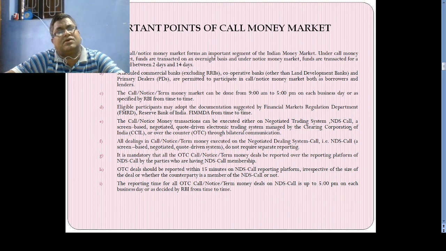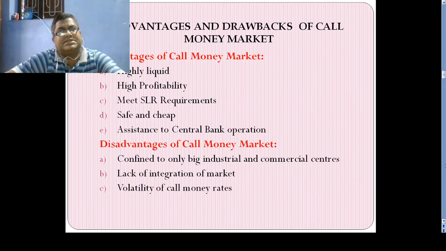And all dealings in the call money market may be called NDS call, a screen-based negotiated quote-driven system, or a separate reporting system. This is also mandatory for all OTC calls and term money calls, and it is a platform for NDS call parties who hold NDS call membership. And these OTC, over the counter, deals with a minimum of 50 minutes, and the reporting platform can be made, and the time period is 5 p.m. for each business day, and it can be decided by the RBI, and it's important to remember.